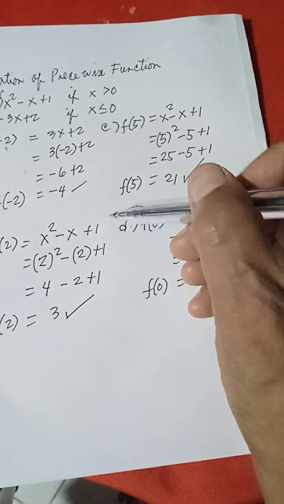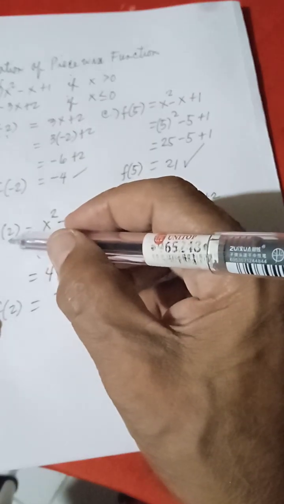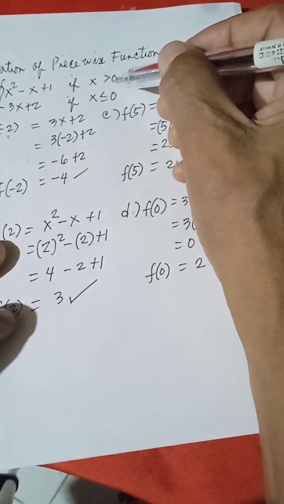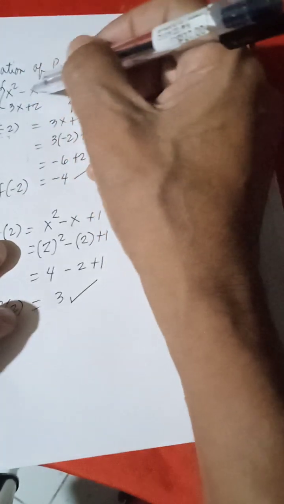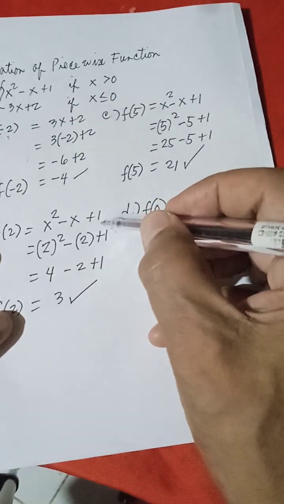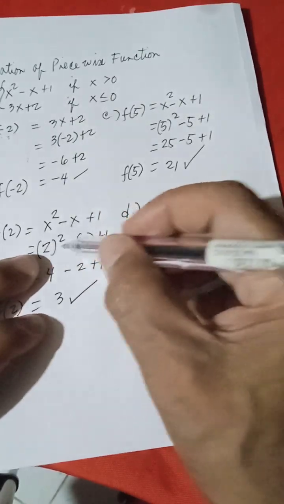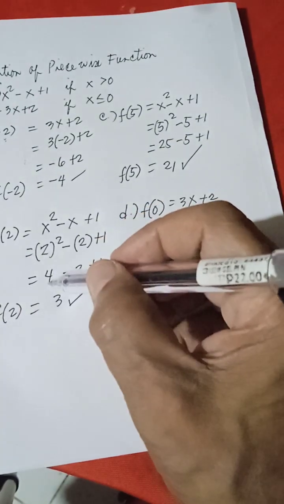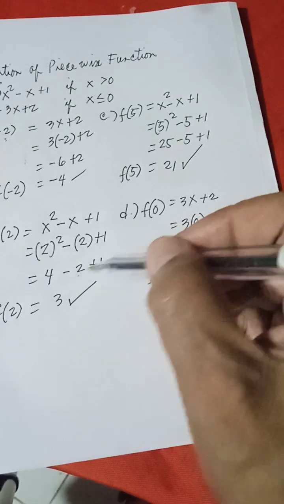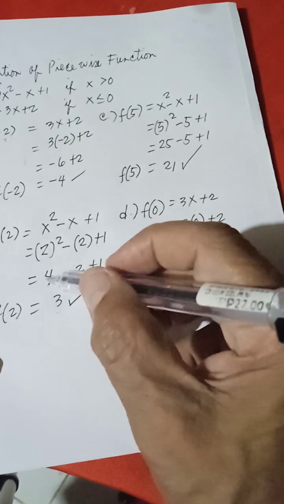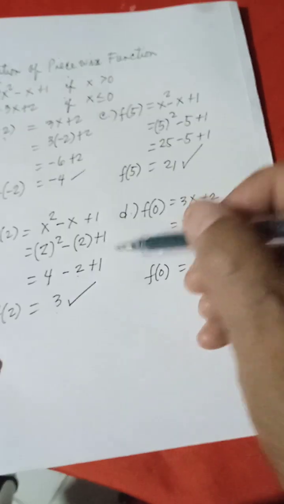Here we have f of 2, when x is 2, that is greater than 0. So we'll make use of x squared minus x plus 1. That's why we use this one. We plug in 2 to x. 2 squared minus 2 plus 1. So 2 squared is 4, minus 2 plus 1. 4 minus 2 is 2, plus 1 equals 3.